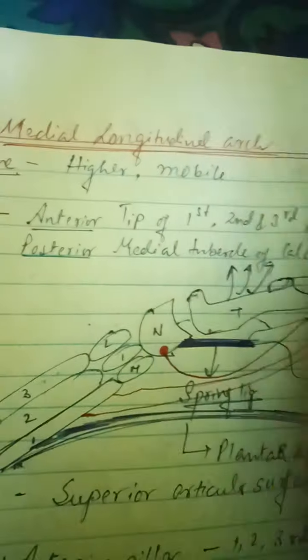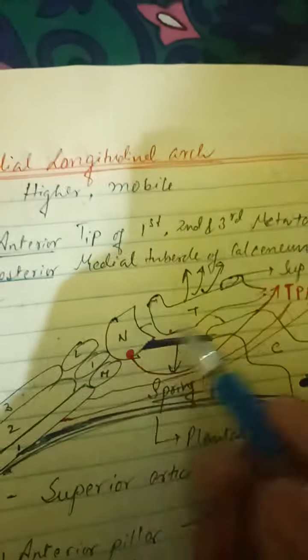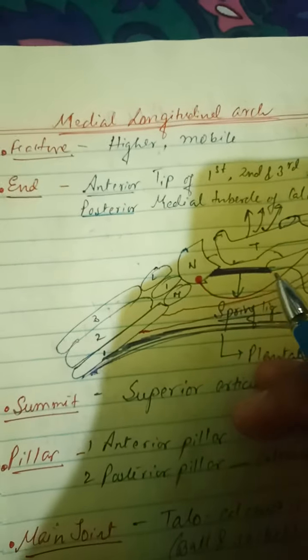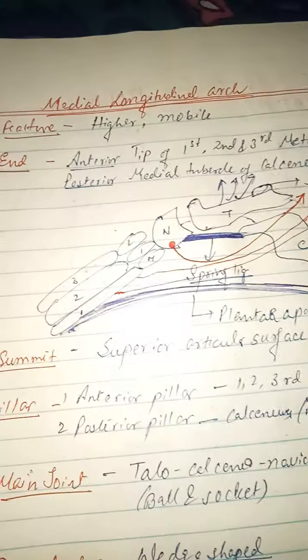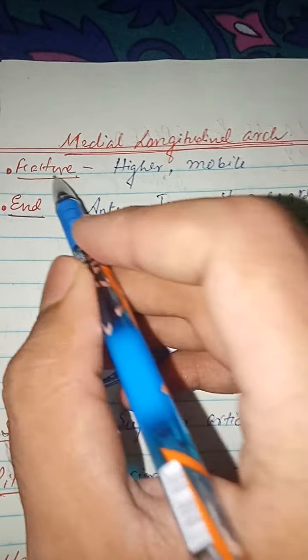So coming to the medial longitudinal arch of the foot. There are two longitudinal arches: the medial longitudinal arch and the lateral longitudinal arch. There are a few points on which we have to discuss the medial longitudinal arch of the foot. So what are the points? First one is the feature.